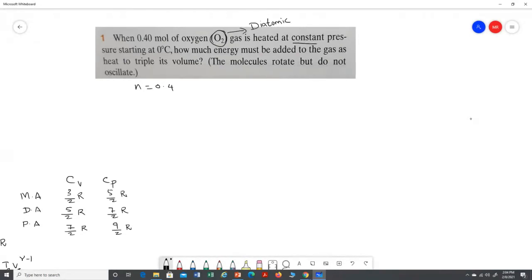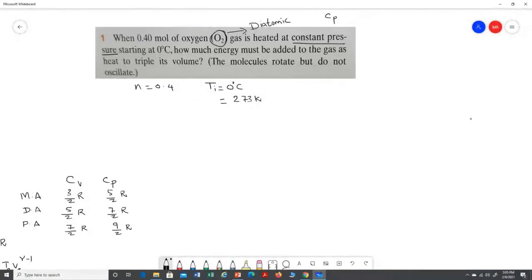And what is the condition? What condition is given? Constant pressure. So you have to use this value. Am I right? What is the starting temperature? The starting temperature is given. What is the starting temperature? 0 degrees Celsius. You have to convert this 0 degrees Celsius to Kelvin. So if you convert to Kelvin, what will you get?